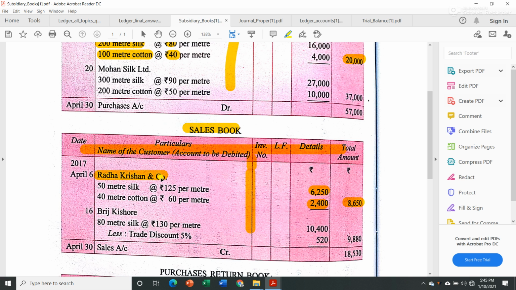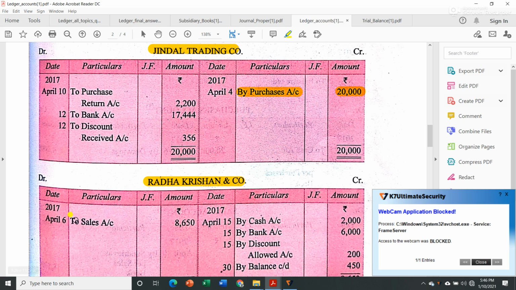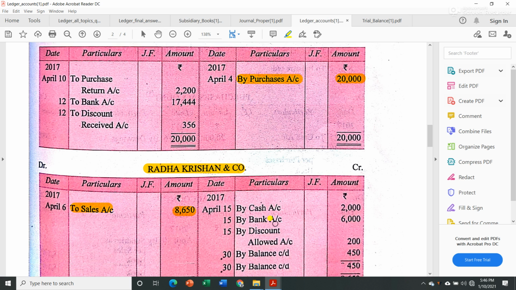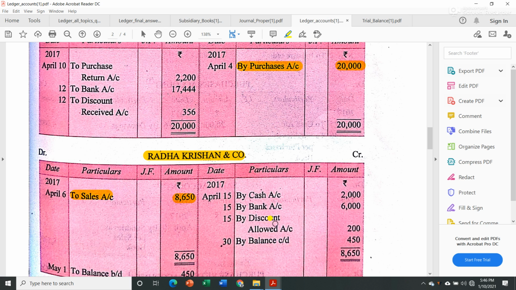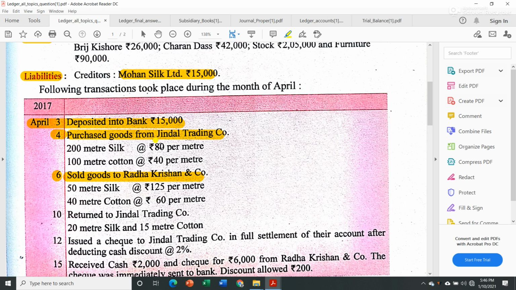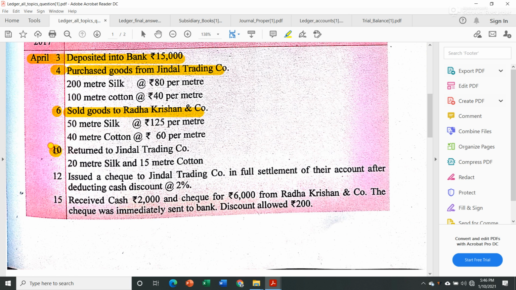The Radhakrishnan Company's name is appearing on the debit side. That means in the ledger account also we will write in the debit side, to sales, an amount of 8,650. We will not make sales account in ledger as of now. After balancing the subsidiary books accounts, we will do that. Now let us see the next transaction that took place on April 10.